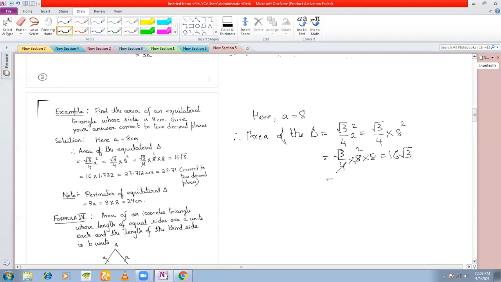And I told you when I was doing irrational numbers to remember the value of root 3. So you can remember the value of root 3 as 1.732 to get your answer as 27.712. But they have asked you only to correct to 2 decimal places. Here we have got till 3 decimal places. So what I do is I write this only till 2 decimal places, correct to 2 decimal places.